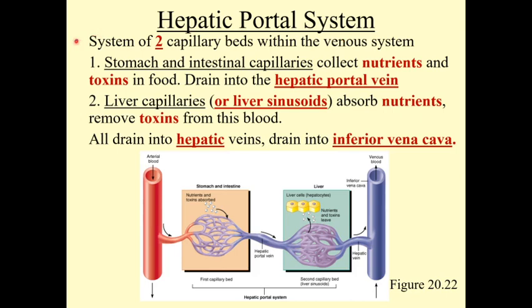So again, I had mentioned there are two capillary beds within the venous system. The first capillary bed would be from the stomach and the intestinal capillaries. Nutrients and toxins would be absorbed here. They'll drain into the hepatic portal vein. Within the liver, the capillaries of the liver, or the liver sinusoids, nutrients will be absorbed, toxins will be removed from the blood. The purified deoxygenated blood, you need to know, leaves out the hepatic vein, enters the inferior vena cava, and now it can circulate through the heart, no problem, because it's been purified.